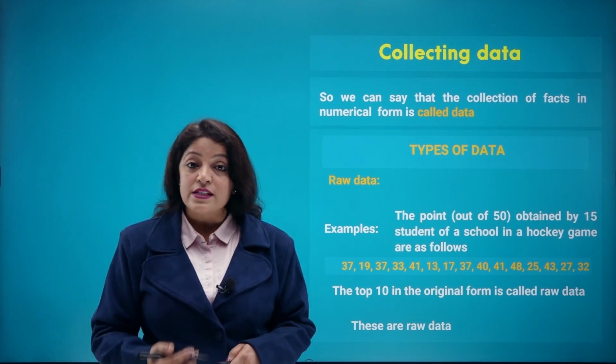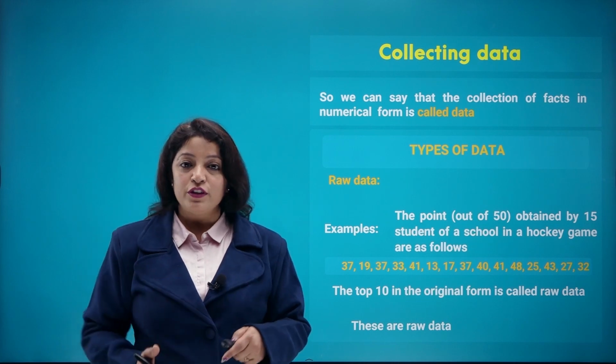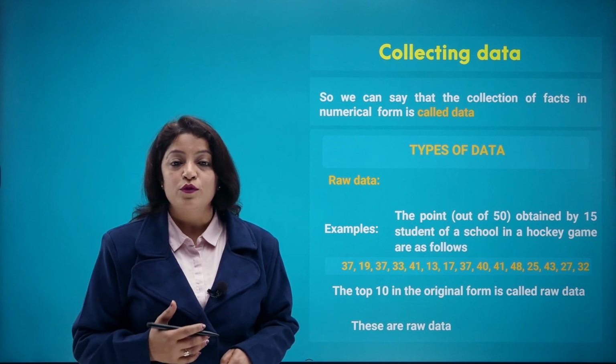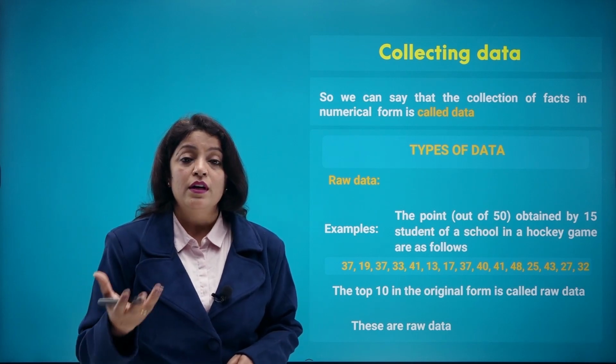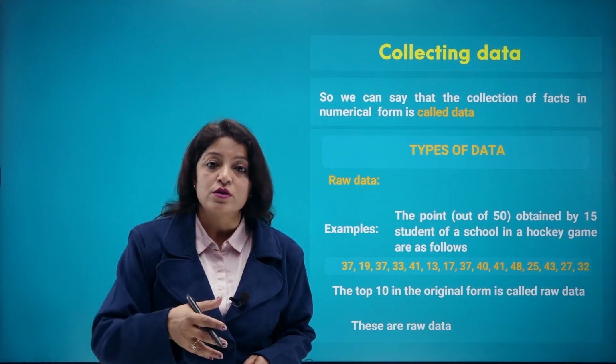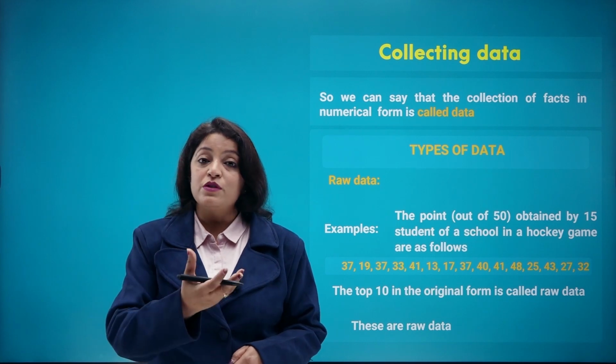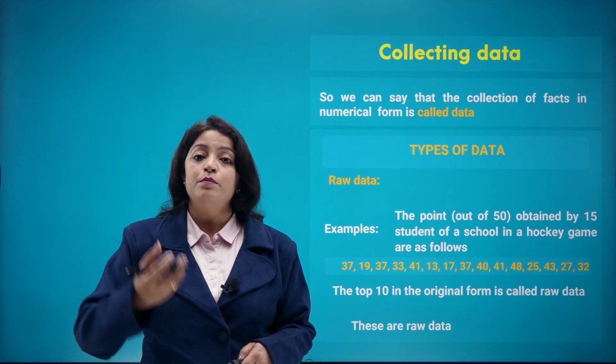So, here we will start with various types of data, and the first type of data is raw data. So, what is raw data? As you say, something which is raw material. That means something on which nothing has been processed, right? That means it is very clear, nothing has been processed over it.